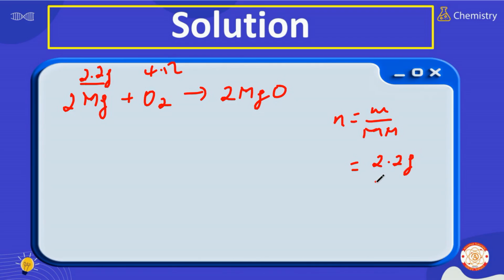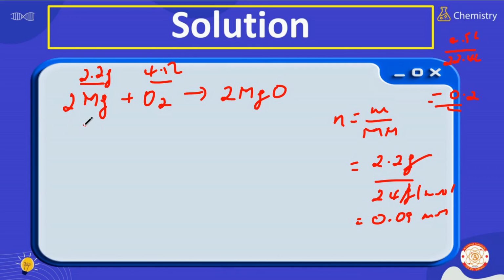2.2 grams divided by 24 gram per mole. Solving this gives us 0.09 mole. Let us convert this to mole. So 4.5 liters divided by 22.4 liters. And solving this gives us 0.2. Okay? Alright.